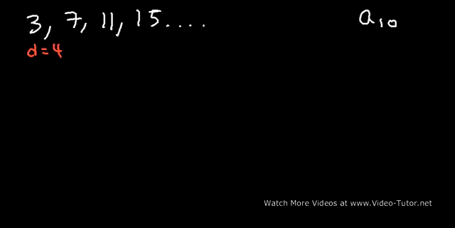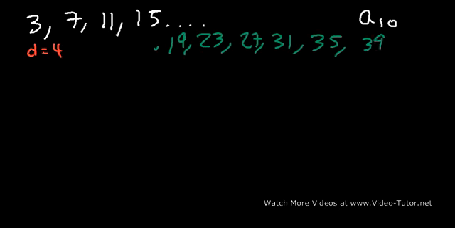So the next number after 15 has to be 19, that's the 5th term, and then 23, the 6th, 27 is the 7th, and then 31 is the next one. That's the 8th, 35, and 39 is the 10th term. Because the 10th term is not too far away, it's easier if we just write out the sequence and find it. It's actually faster doing it that way.